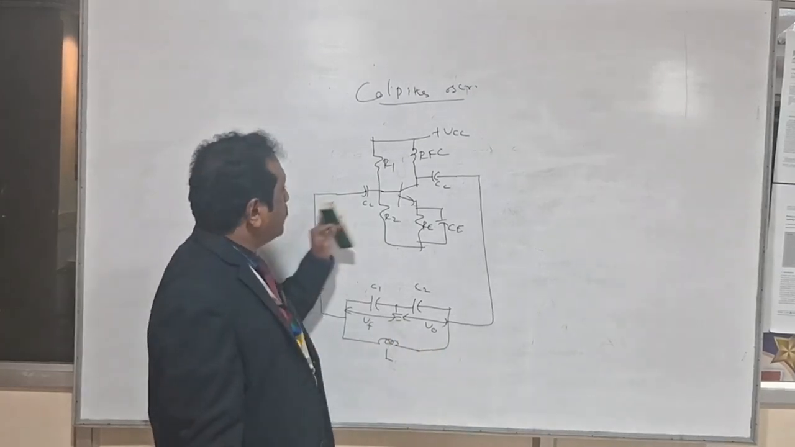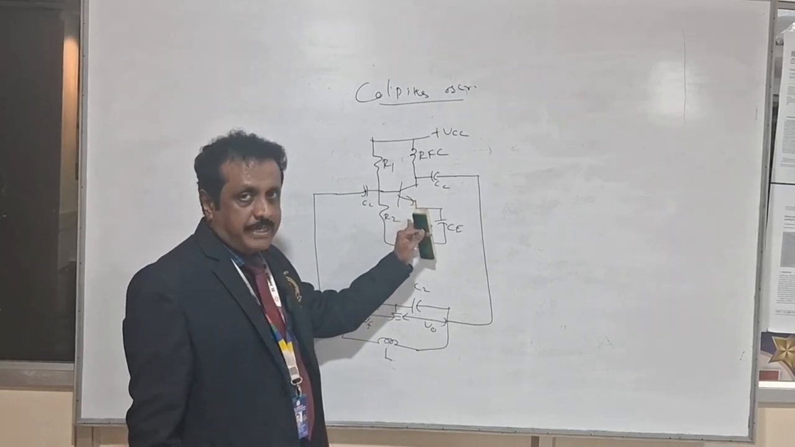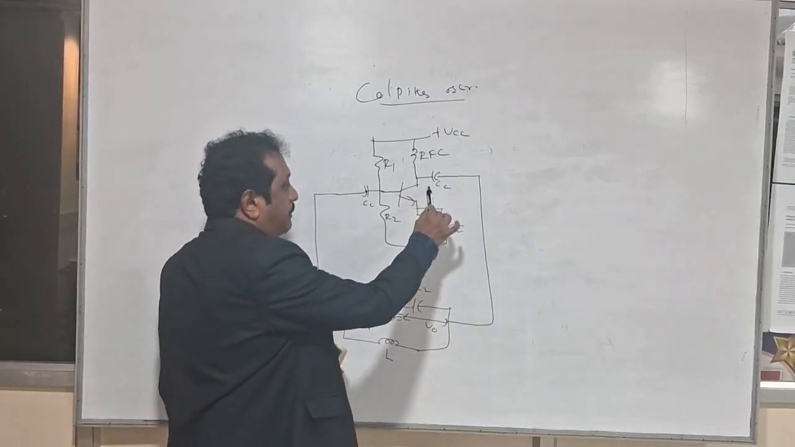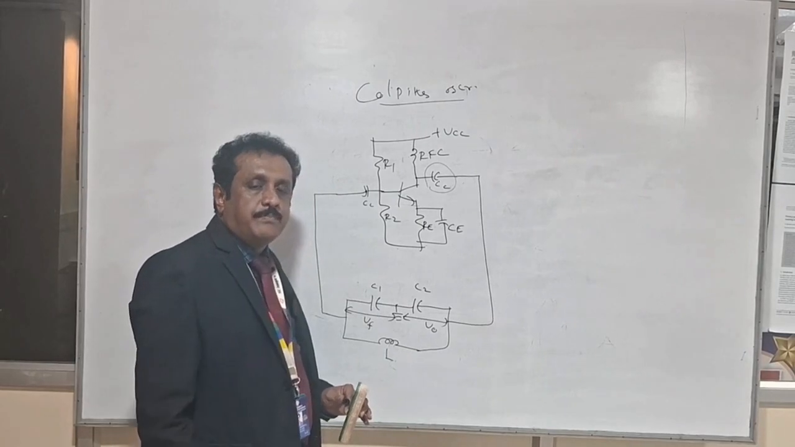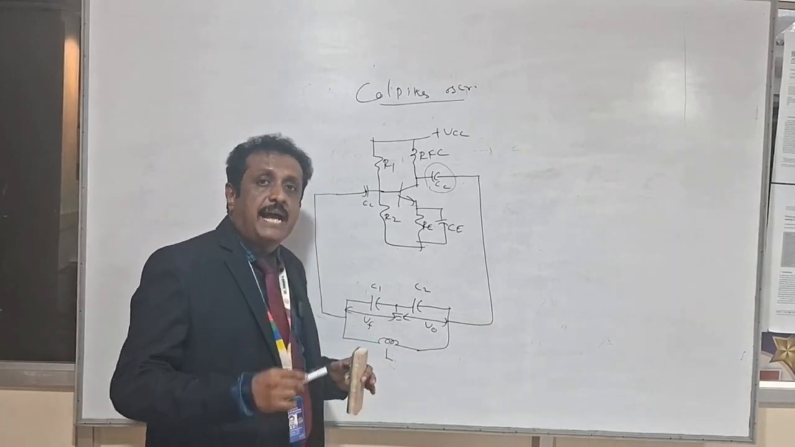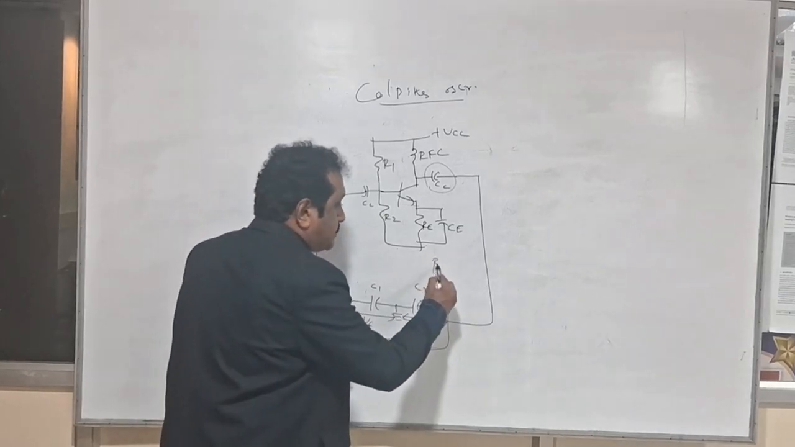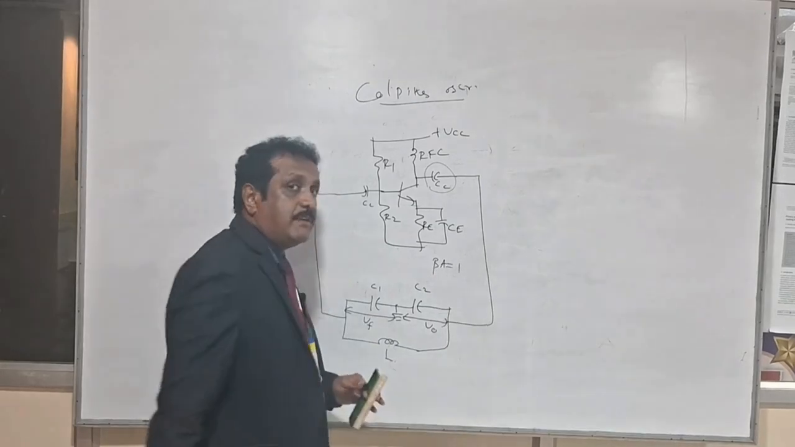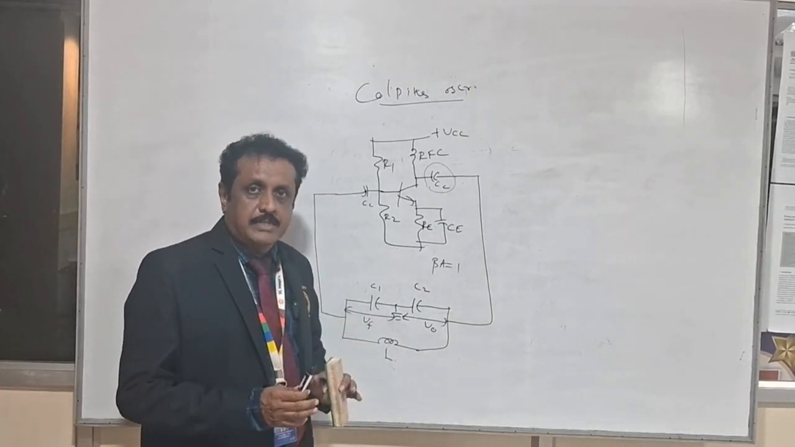So that will be given to the input of the common emitter, which is amplified by this amplifier. The amplified version will appear at the collector, and this will be given back to the tank circuit. This process will repeat again and again until the entire circuit reaches beta A equal to 1, until we get sustained oscillation or undamped oscillation.